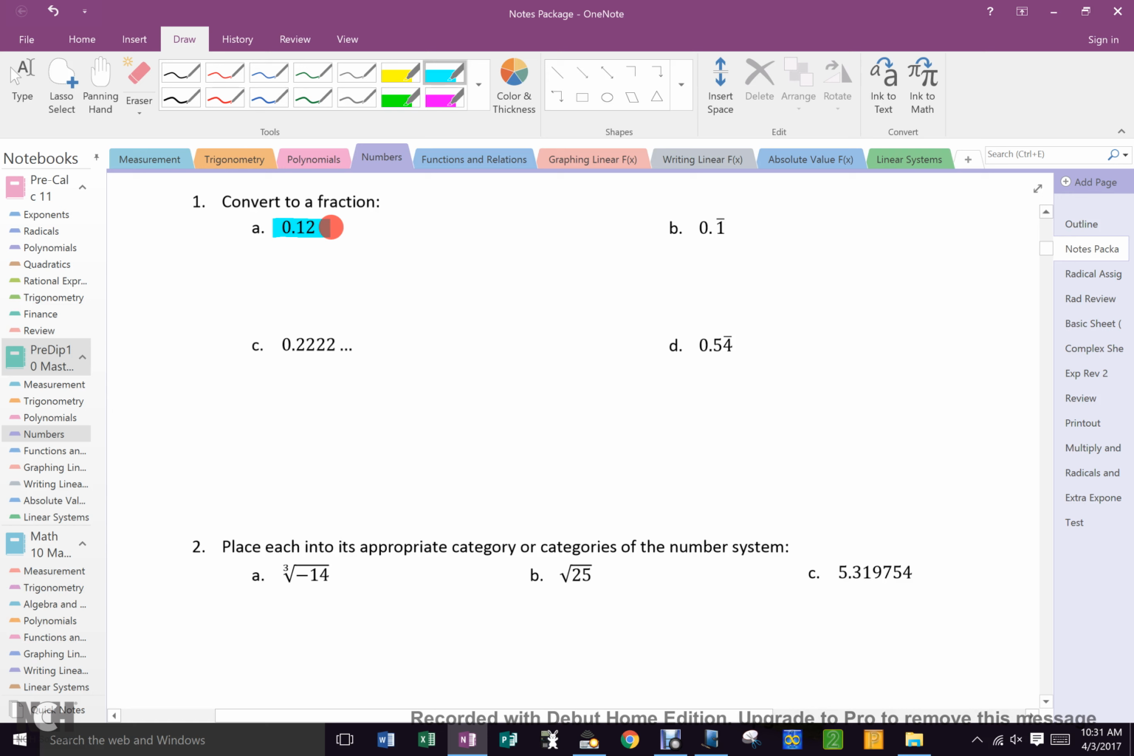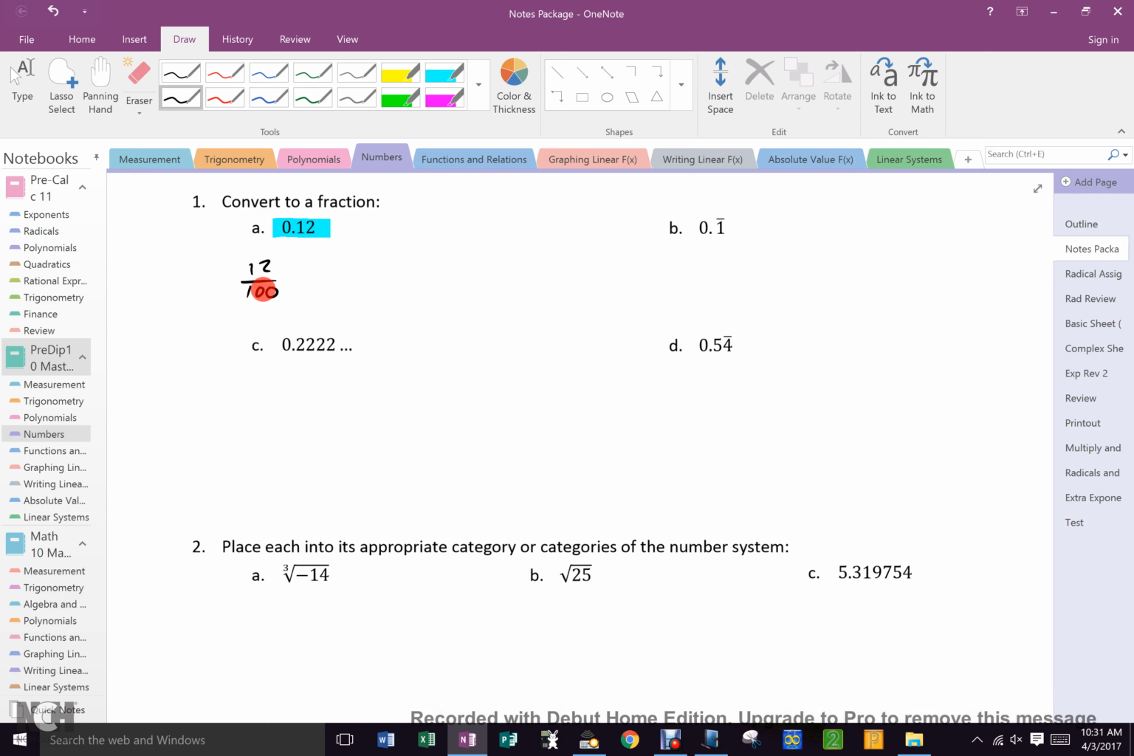What? Why is it 100? Yes, this is 12/100ths. So that's a fraction. That's a rational number. What makes it a rational number?